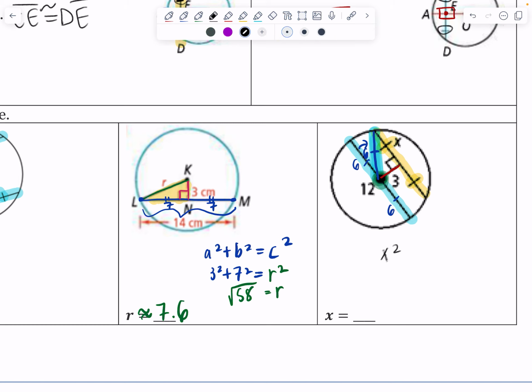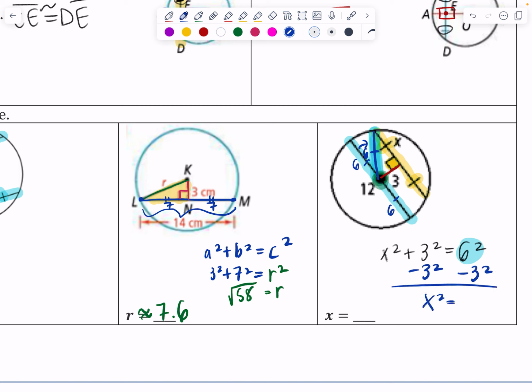So that is going to be x squared plus 3 squared is equal to 6 squared, where 6 is my hypotenuse because it is across from that right angle. Where's my right angle? My right angle is right here. And so that is my hypotenuse. And so what I'm going to do is 6 squared minus 3 squared. So I'm going to subtract 3 squared from both sides. 6 squared is 36. 36 minus 9 is going to give me 27. So x is going to be the square root of 27. What is the square root of 27? It's going to be about 5.2. So if I wanted to know how big that chord was, I could put 5.2 here. I could put 5.2 here. That whole chord would be about 10.4, but they only asked me for x here.